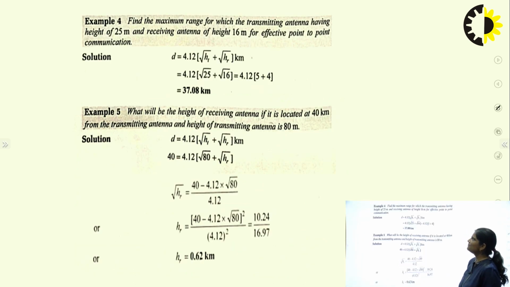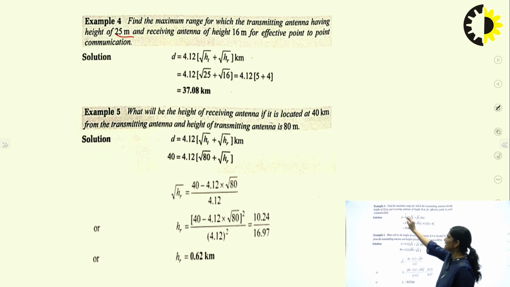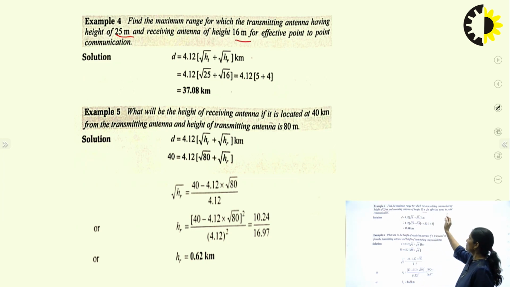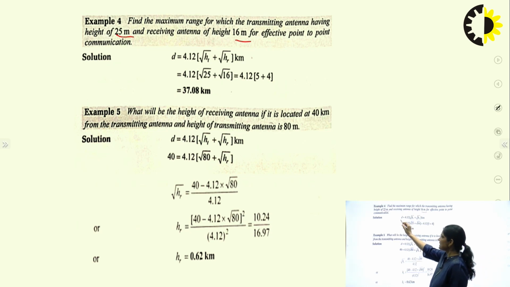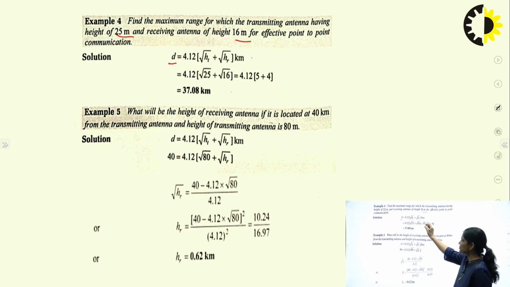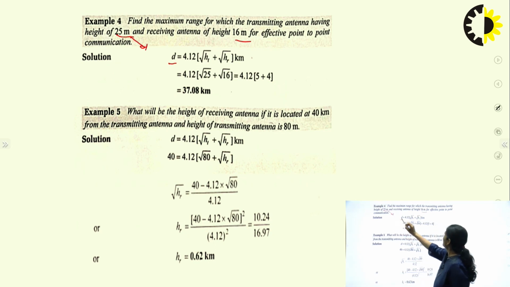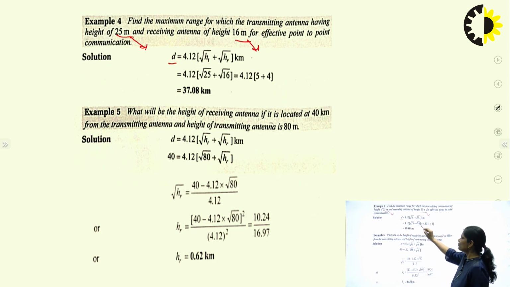Now the next question is, find the maximum range for which the transmitting antenna has a height of 25 meters and the receiving antenna a height of 16 meters, for effective point-to-point communication. For finding this distance, d is equal to 4.12 in bracket under root ht plus under root hr, in kilometers. As given in the question, this is your ht and this is your hr. So you can put in the values and find the maximum range for point-to-point communication.